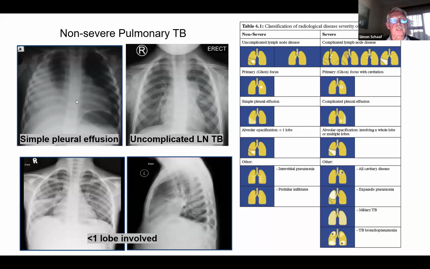On your left top is a simple pleural effusion, which will be non-severe. At the bottom, you have two X-rays, an AP and a lateral. And although the right middle lobe is involved on the chest X-ray, it's only less than a lobe. It's not the full lobe that is involved, and there may be lymph nodes in the right hilar area. So that will also be uncomplicated or non-severe tuberculosis, which can be treated with 4 months treatment.